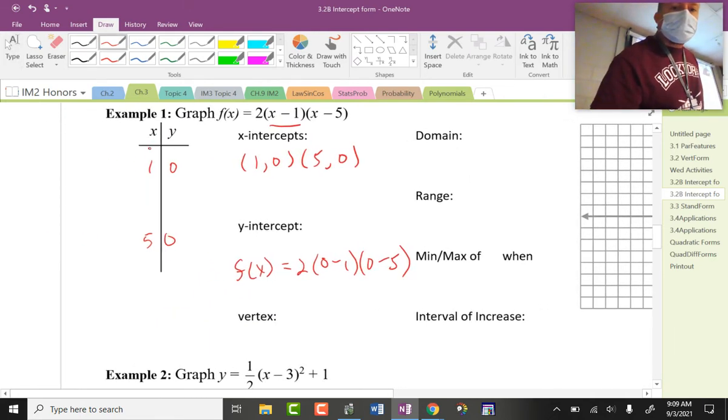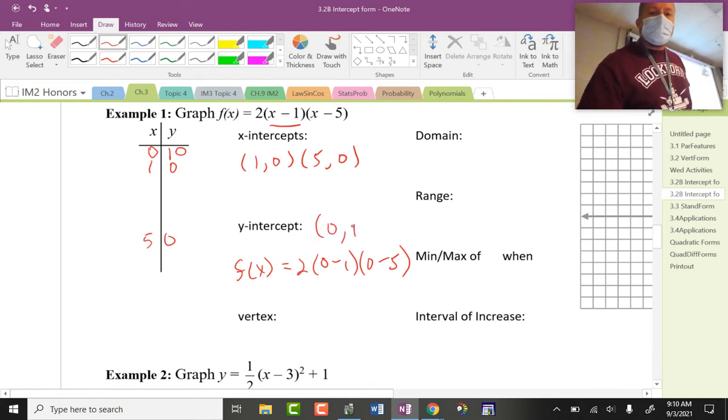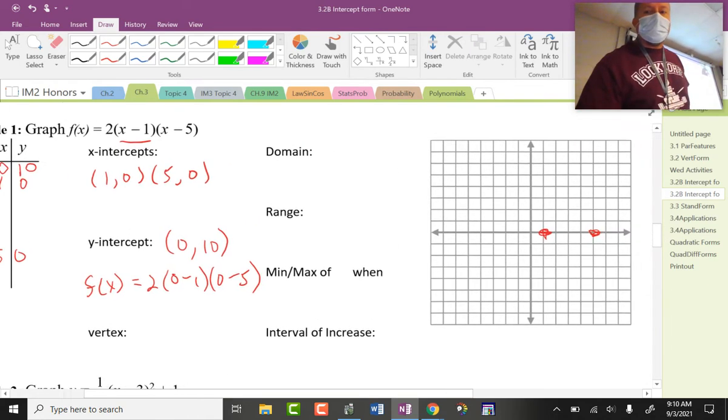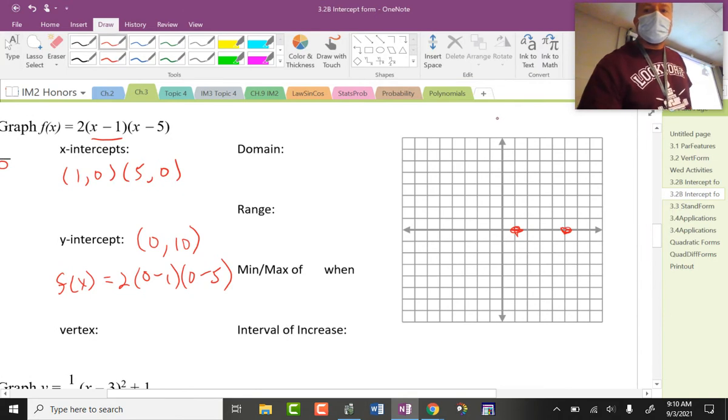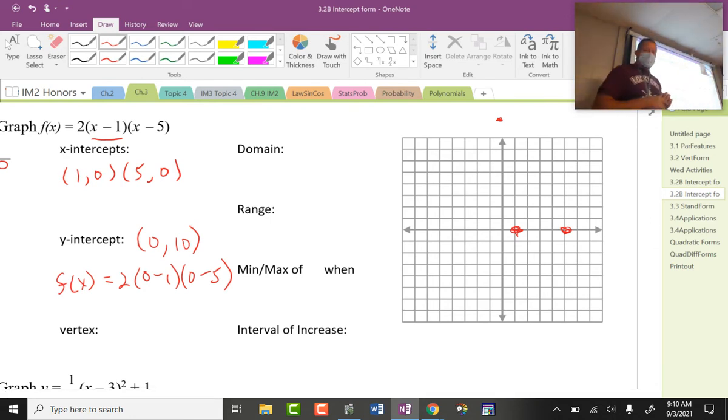Sorry, I should have shoved this right here. 0, comma 10. If your teacher asked for 5 coordinates at least, and one of them is the y-intercept, 0, comma 10, I really hope we can evaluate. That should not be something that we stumble on. Then we should know. Okay, wait. I'm going to find the vertex next.